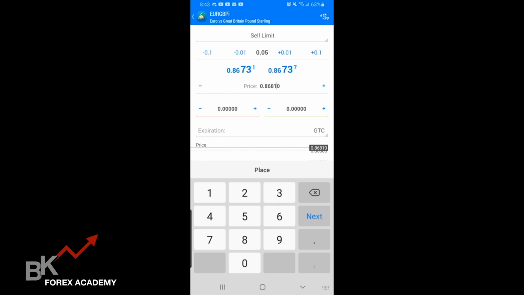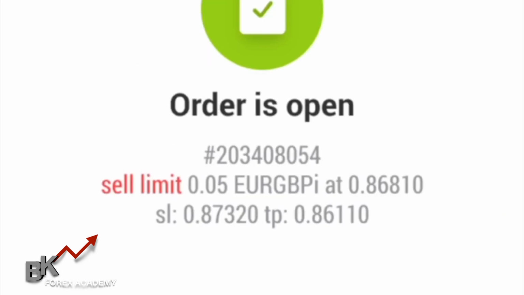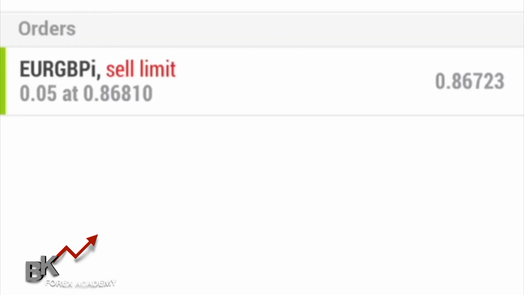I'm going to enter in my price at, let's say 0.8681. And then my stop loss, I'm going to do about 50 pip stop loss, 0.8732. And then my take profit, about 70 pips or so. And so that will be about 0.8611. And I'm going to go ahead and place order. So let's go ahead and monitor this here.